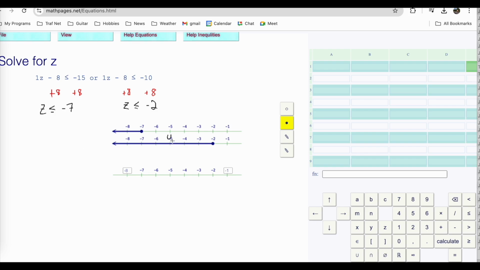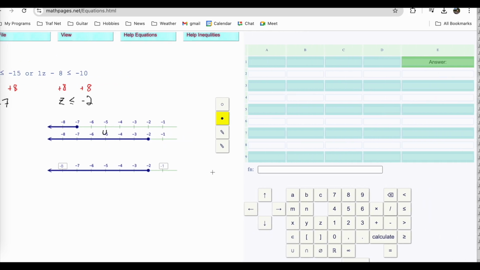What about negative 5? Is negative 5 included in one or the other? Yes, it's included in this one. So negative 5 is included, all the way up until the negative 2. We're going to start at the negative 2, and we're going to go all the way down like that. We're going from negative infinity all the way up to negative 2.